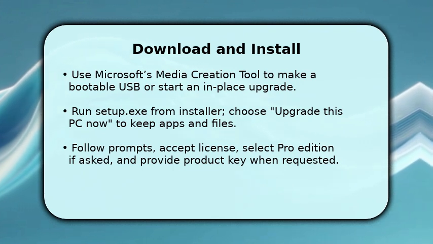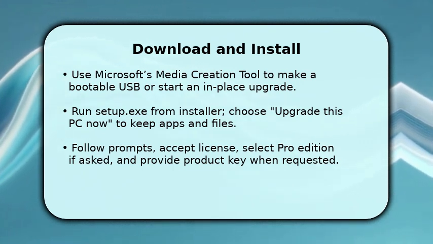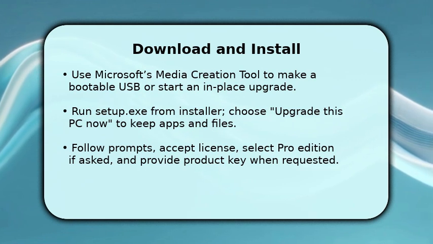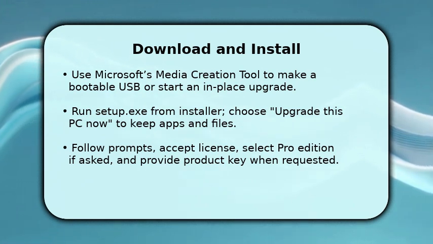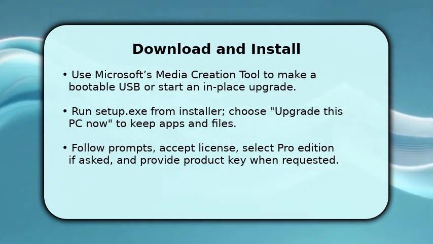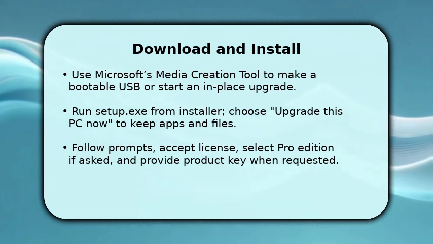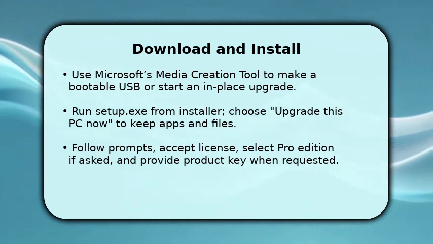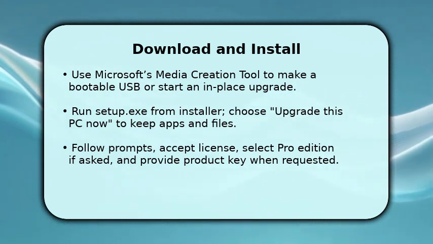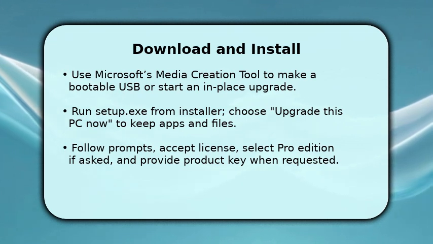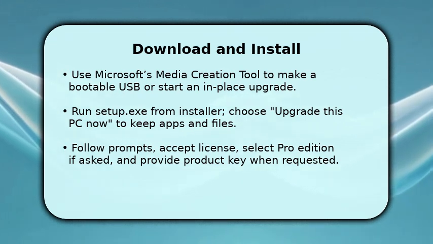Make sure to accept the license terms, pick Windows 10 Pro if options appear, and enter your product key when requested. Doing this step by step reduces errors. Then finish by allowing the installation to complete and the PC to reboot as many times as needed. Do not cut power mid-process because that can corrupt the system.